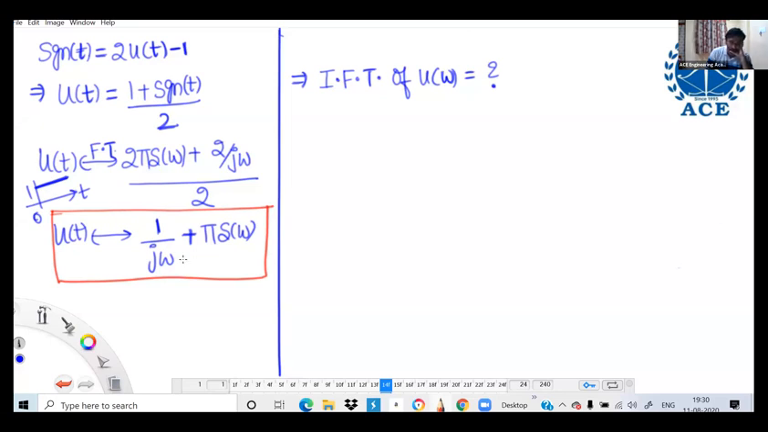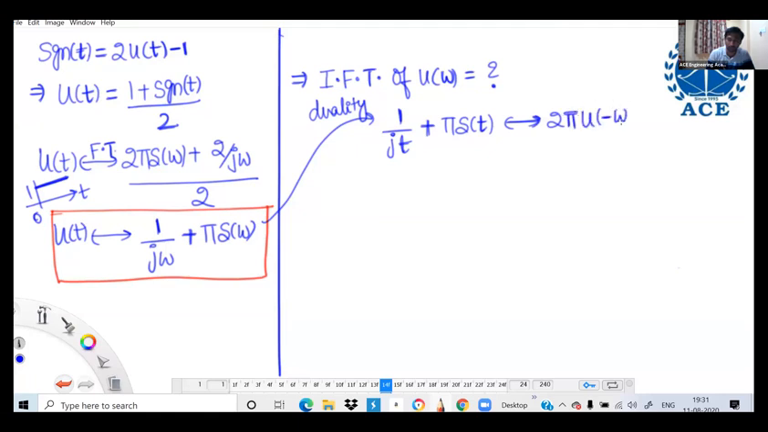Already a hint is available on the left side. The u(t) spectrum we know; it is expected for u(ω). Think and answer me. When we apply duality here, what do we have to do? For this formula, when we apply duality, ω is replaced by t, so this side becomes 2π u(-ω).